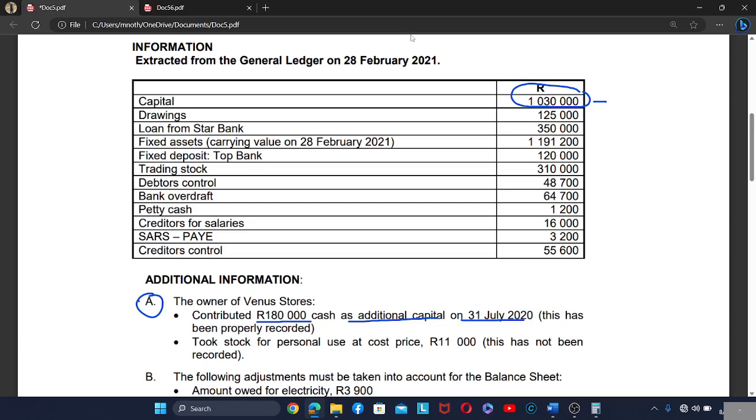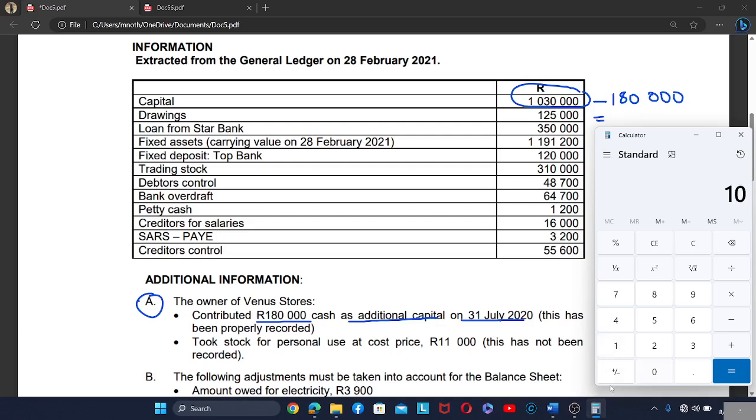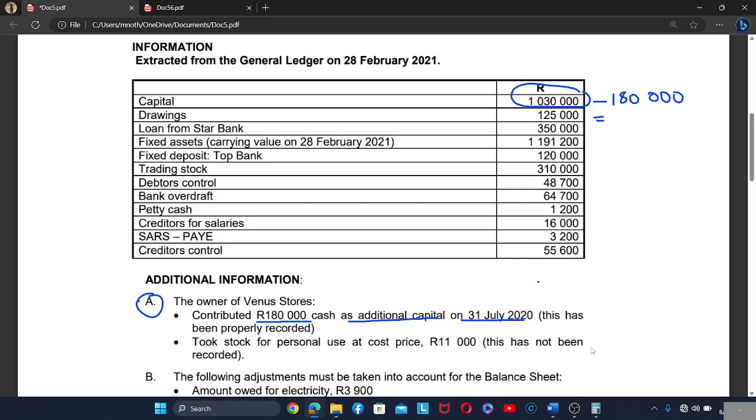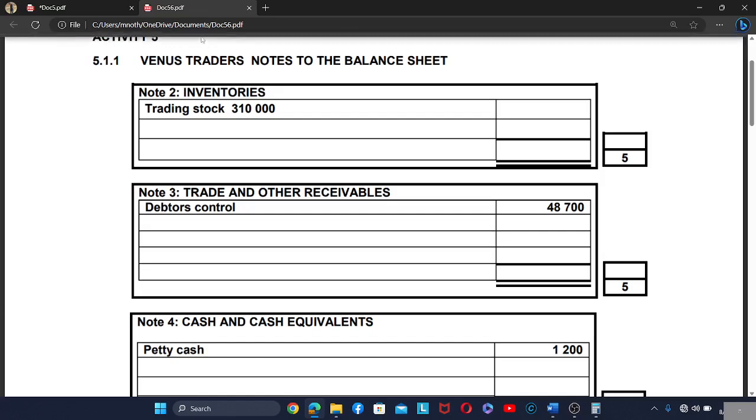So this means that this is the capital at the end of the year, right? So we need to find out how much is the capital at the beginning of the year before the increment, because it was added this much. So we need to subtract this 180,000 so that you can see how much was the capital at the beginning of the year before the increment. So 1,030,000 minus 180,000, that is 850,000. So this means that the capital at the beginning of the year was worth this much.